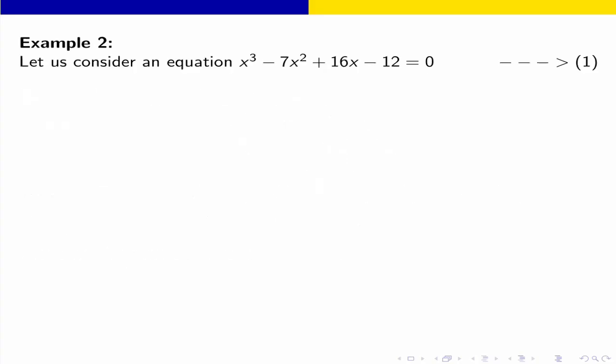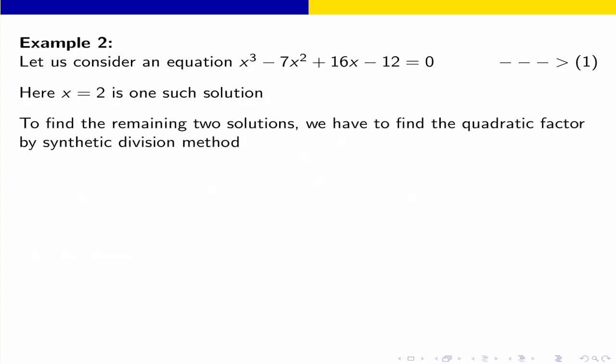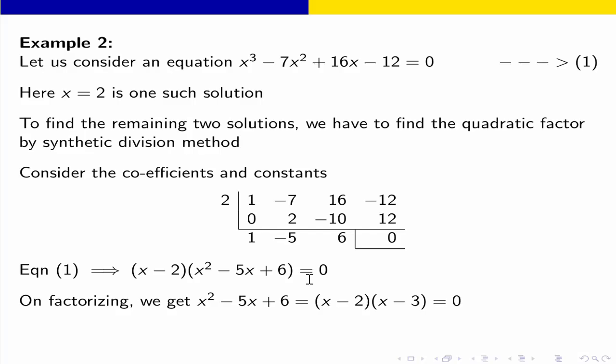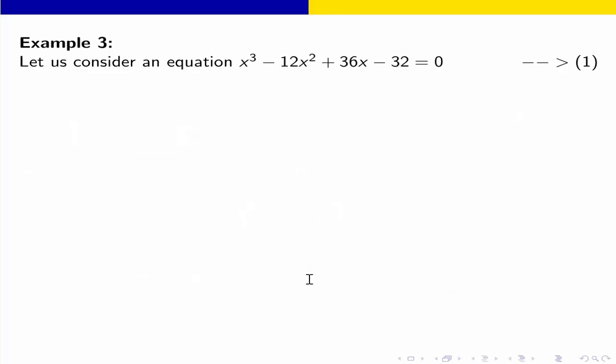So let us consider another equation. So here x is equal to 2. To find the remaining two values we have to find the quadratic factor by the synthetic division method. Therefore, since x minus 2 is a factor, we get x square minus 5x plus 6 using the quadratic equation. So we will get x minus 2, x minus 3 equals 0. Therefore from this we say 2, 2, 3 are the roots.